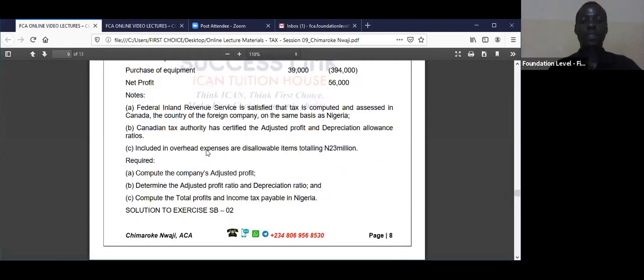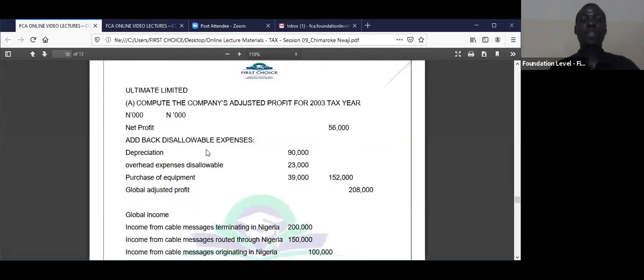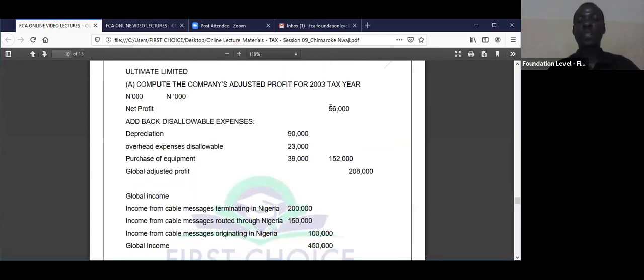Okay. Solution. How do we get the adjusted profits? We start with our net profits and we add back the disallowable. One of them is depreciation. The second one is the disallowed expenses. We said 23 million. The third one is that purchase of equipment, 39 million. You add these three things together, it gives you 152,000. You add it back with this 56,000 and your global adjusted profit is 208.